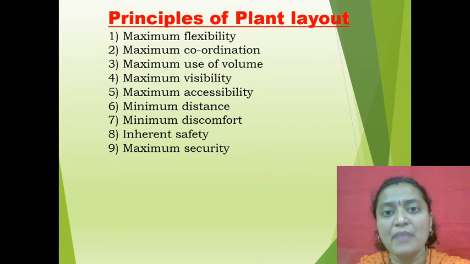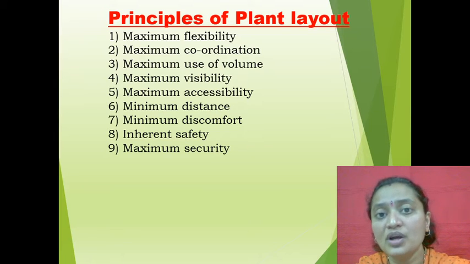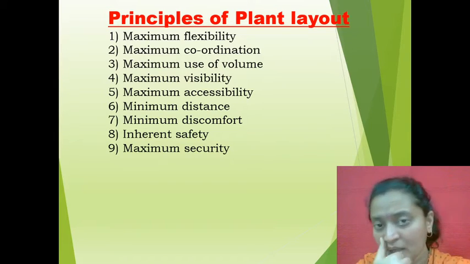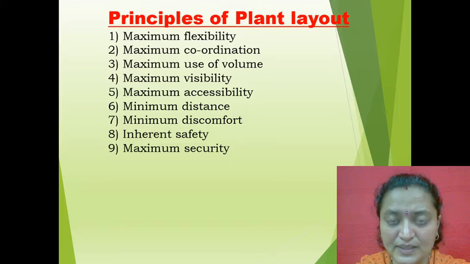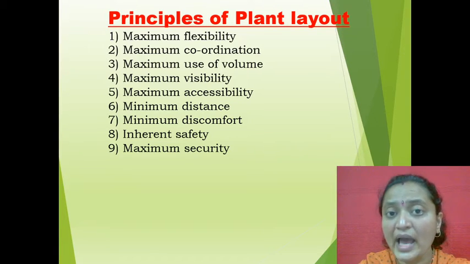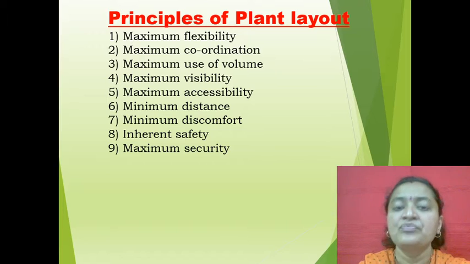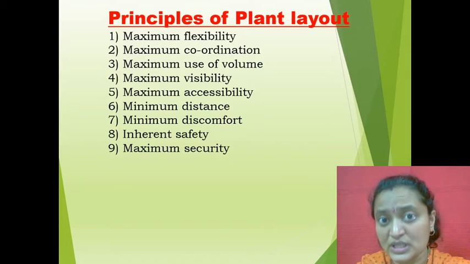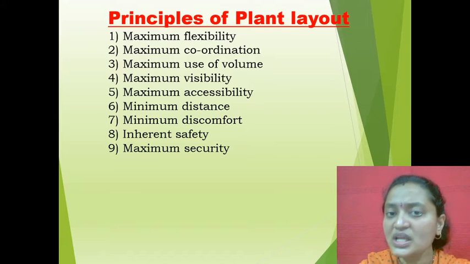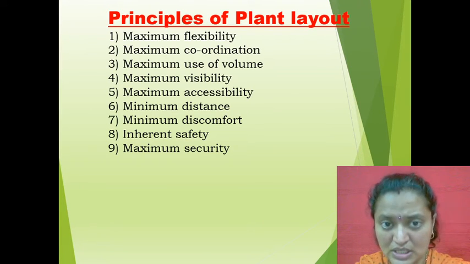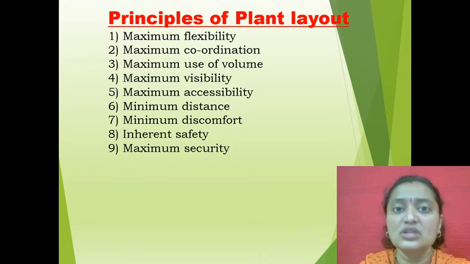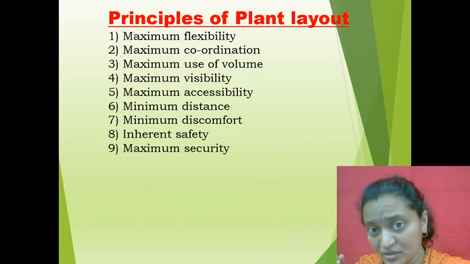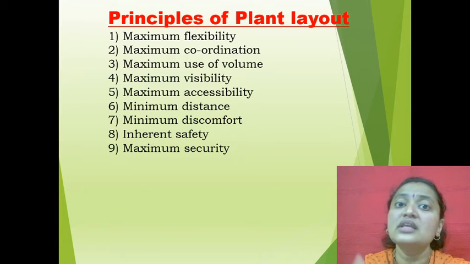The next one is maximum coordination. Now here what do you mean by coordination? There should be a proper coordination among the various departments. Now we will speak about what happens in the production department. Suppose there are three processes or three departments, that is process 1, process 2 and process 3. Now just think that there is no link or coordination among these three departments. If they fail in coordination, then they cannot give a good output or a good result.